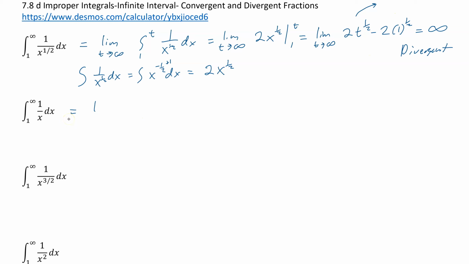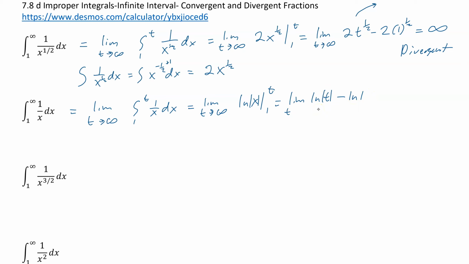All right, so this would equal the limit as t approaches infinity. And then this one's nice and quick. We just say ln of x, right? So this would be the limit of ln of the absolute value of t, there we go, minus ln of 1. And so ln of 1 we know is 0. And if you remember the limit as t approaches infinity, it goes off to infinity.